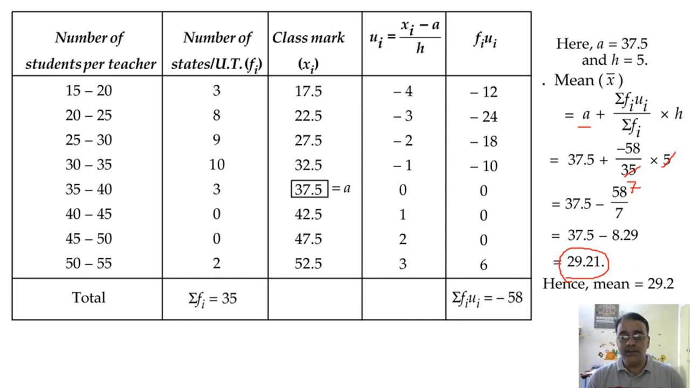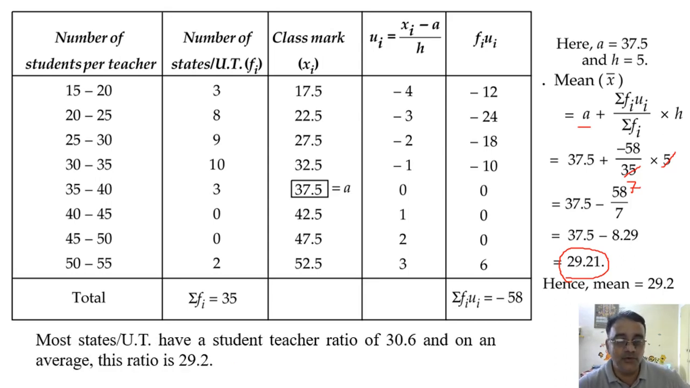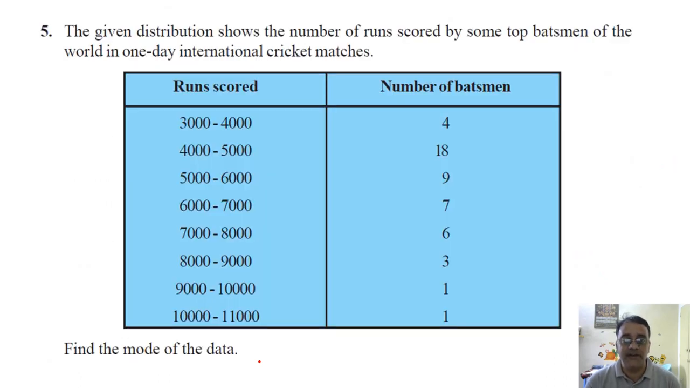So now we have to interpret. What we have to write: most states or union territories have a student-teacher ratio of 30.6, that is the mode, and on an average this ratio is 29.2, that is the mean. Okay, so is this clear to all of you? Yes, sir. Now we are moving towards question number 5.